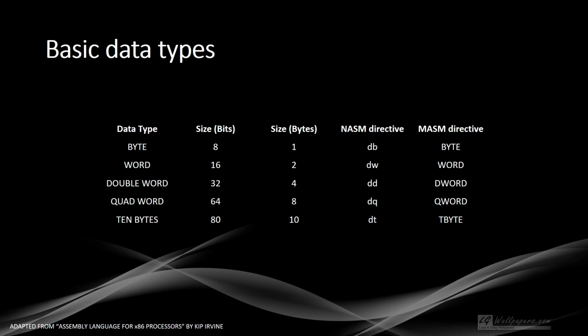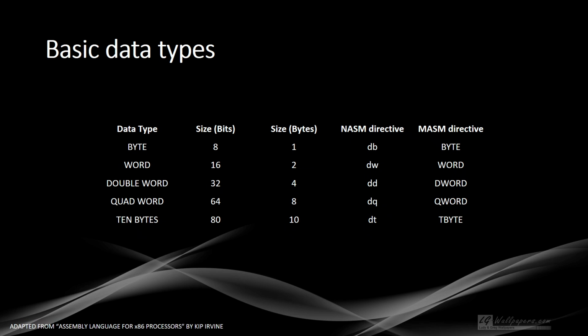So a byte is 8 bits, 1 byte, and then the directive for NASM is db, defined byte. For MASM, it's byte. And so if we go down, we'll see word, and a word is 16 bits or 2 bytes.